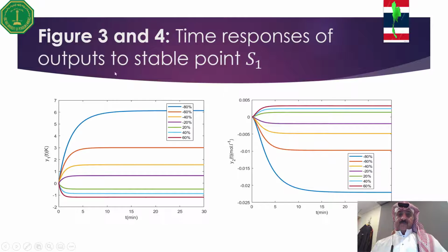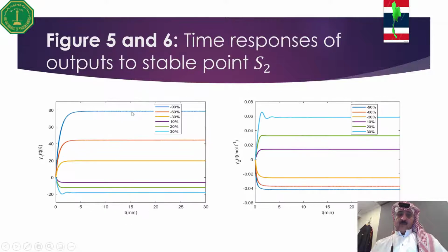The time response of the outputs to stable point S1 is this one. We can notice it goes from -1 up to 6 as we vary the inputs, while the other one goes from -20 up to 80. So we have a wide range of outputs. That's why we see that point S2 is much better. It has a wide range of variation.